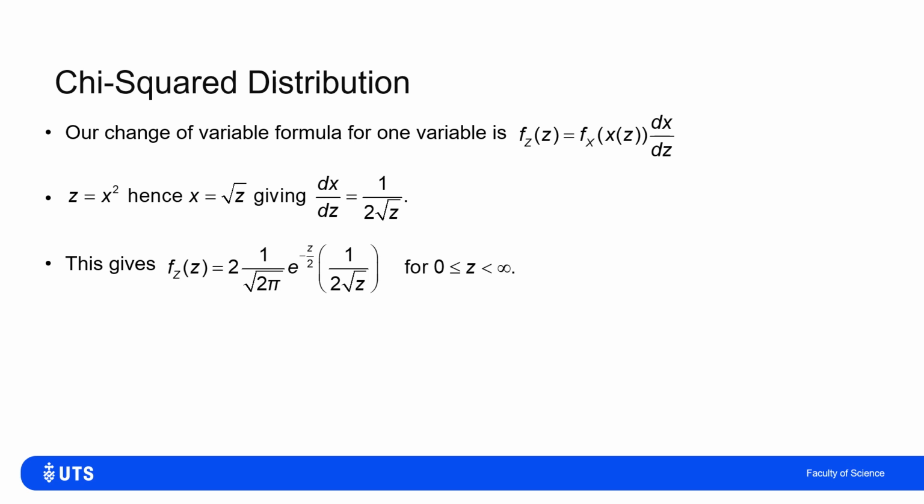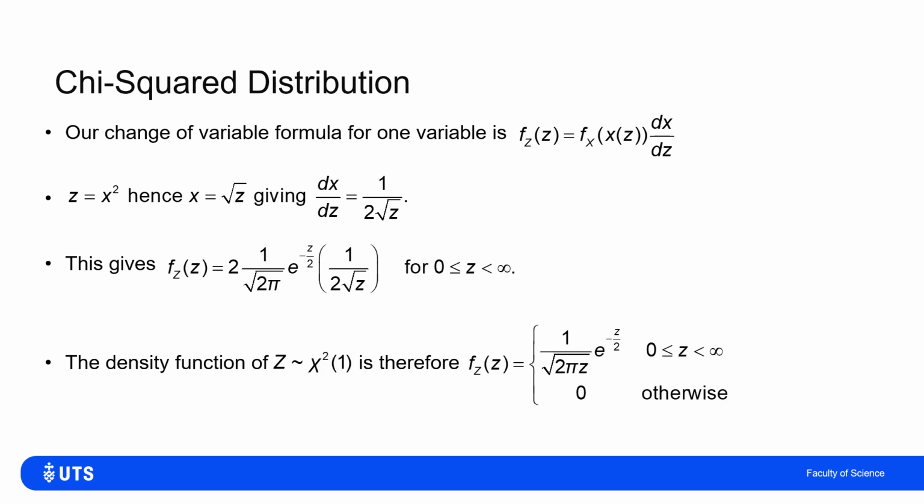All I need to do now is substitute in, replacing the x squared in the original density function with the z, and then multiply by this dx by dz. So this gives me the density function of a chi-squared with 1 degree of freedom. You may have seen this before if you've done other statistics subjects, but I think a lot of people use a chi-squared variable without knowing or understanding that it's just the square of a standard normal.